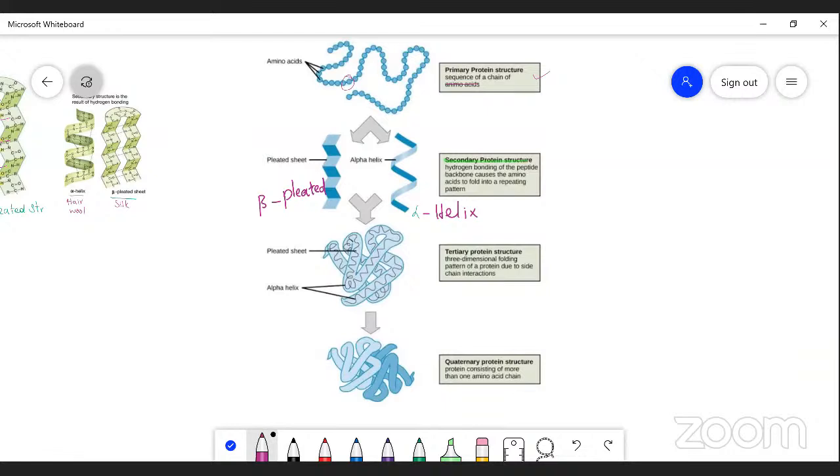And in the quaternary structure, more polypeptide chains are linked together. So primary structure means sequence, secondary structure is stabilized by hydrogen bonds, and the tertiary structure is the three-dimensional folding of the secondary structure. And the quaternary structure is the folding of more than one polypeptide chain. So these are the structures of protein.